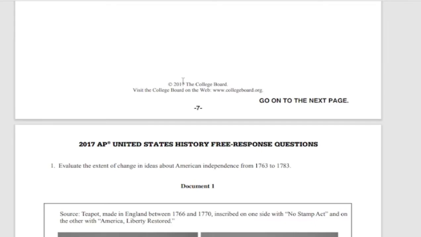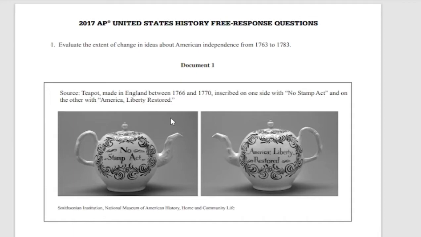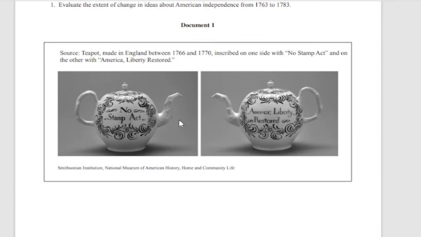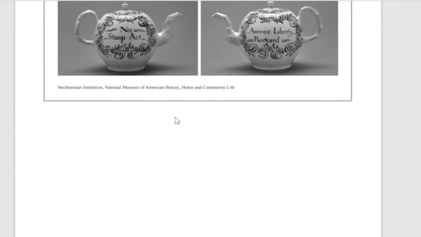All right, we got document one, a teapot made in England. Oh, that's interesting. Made in England. No Stamp Act. And liberty restored. Interesting. So liberty restored means that Americans began to see themselves as already free. Like, liberty is already there, even though technically, even at this time, they weren't free. They hadn't even signed the Declaration of Independence yet, right? So the Americans had always had liberty, like liberty as American. And the British did this, of course, because that's the Stamp Act. So the British Stamp Act generated the idea of liberty as inherently American. That is interesting.